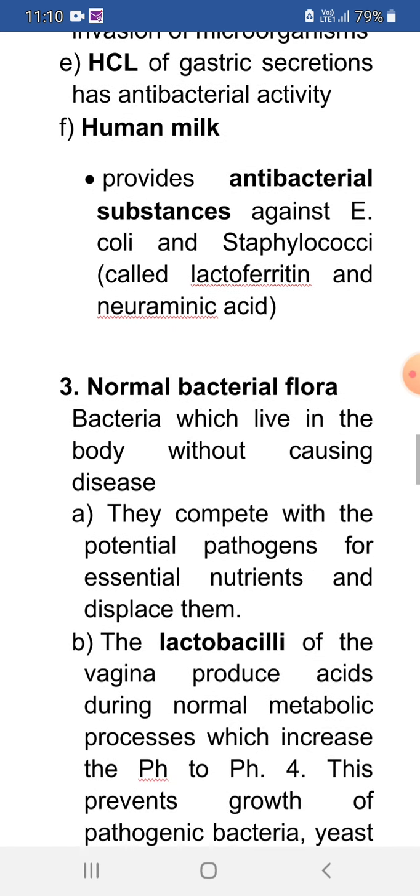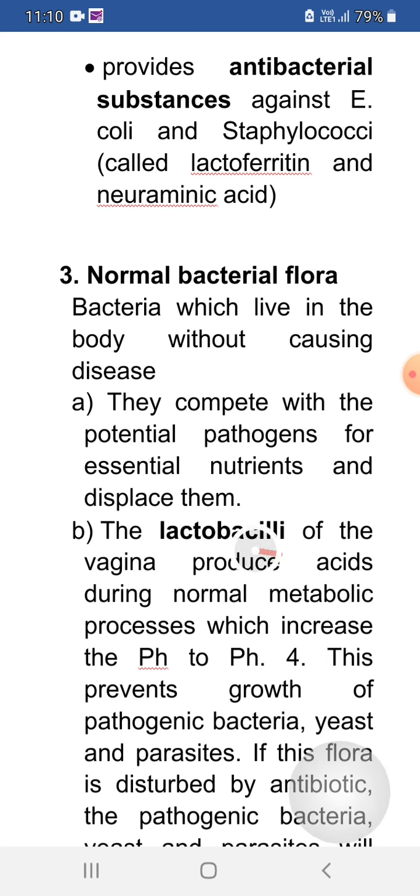Then we have a third group of protection. This is called normal flora. Normal flora are a group of microorganisms which live in our body. They never cause disease, but what they do is protect our body. So we have bacteria which live in our body but never cause disease. These are called normal bacterial flora. They protect our body in two different ways. They compete with the pathogens, the microorganisms which cause disease. They compete for attachment to the surface of the cells.